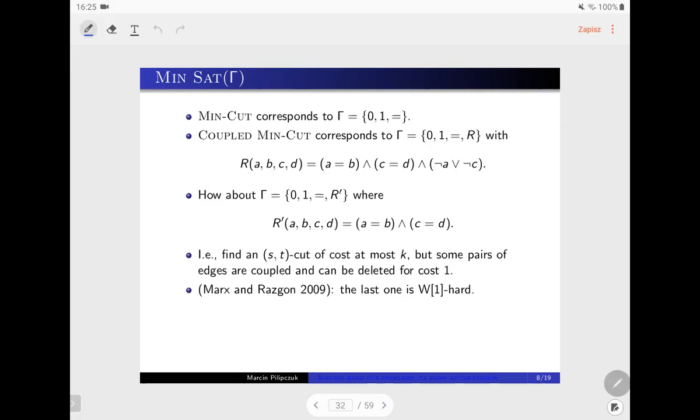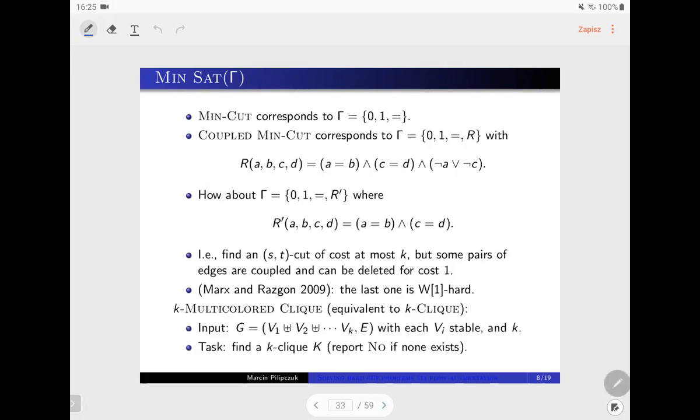It's a question answered by Marx and Razgon more than a decade ago, that this problem becomes W1-hard. So if you have this extra ability, you can couple edges and say you pay one to delete both edges, this problem becomes W1-hard. And there's actually a simple reduction. Let me show it on the next slide. The reduction is quite simple. Let me go over it.